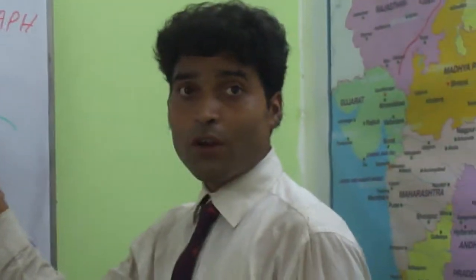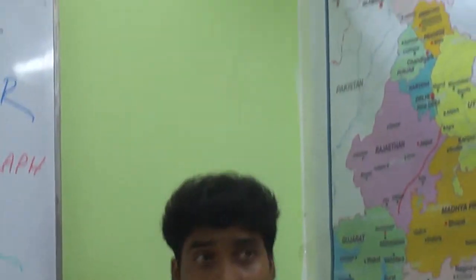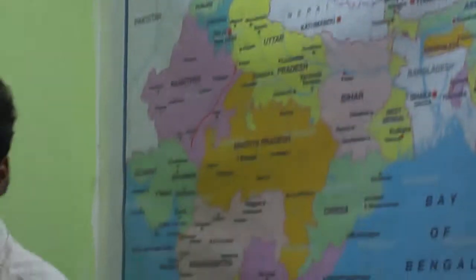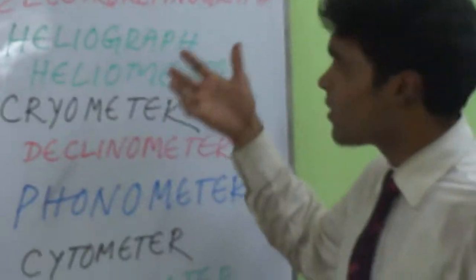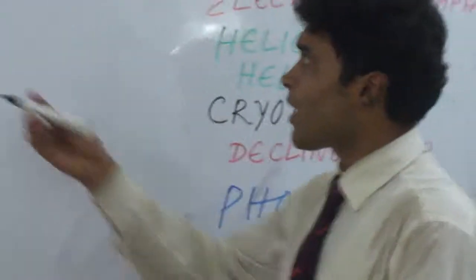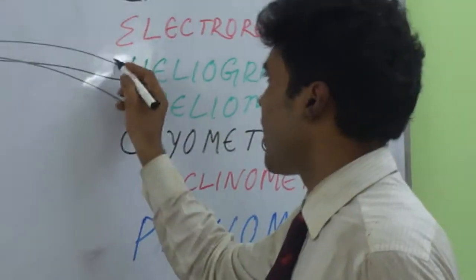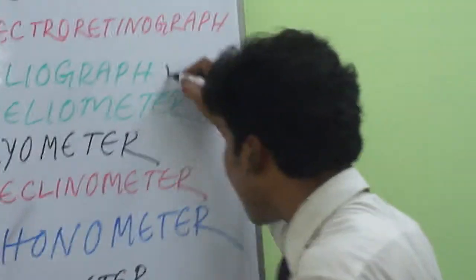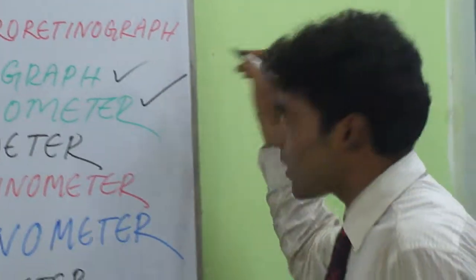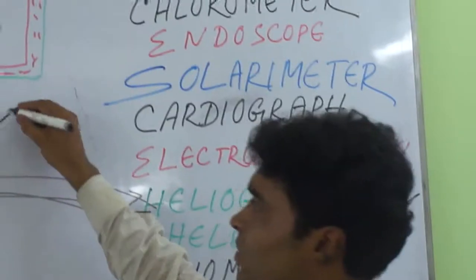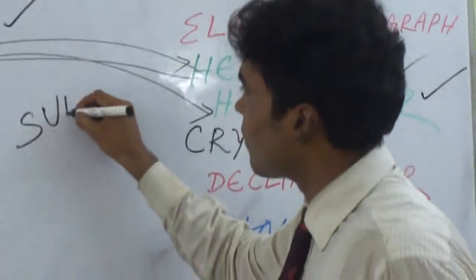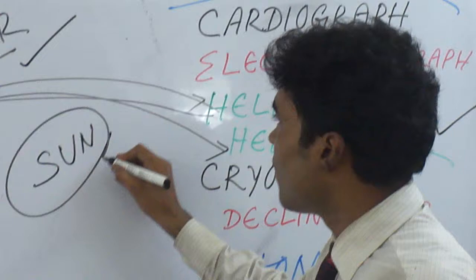Okay. Now we will discuss the heliograph. Heliograph or heliometer. What is a heliograph? It measures the sun's heat, the intensity of temperature from the sun. Same thing, with a little difference between the solarimeter and the heliometer or heliograph. Just keep in mind, whenever the heliometer, heliograph or solarimeter is concerned, remember one word: sun.